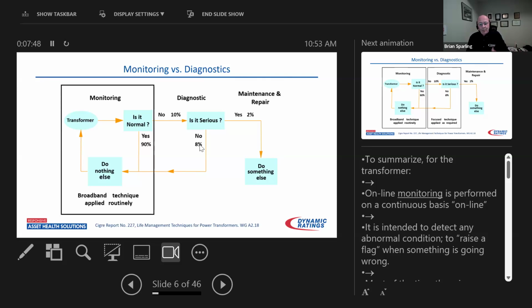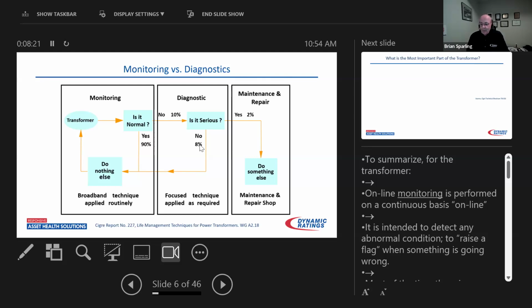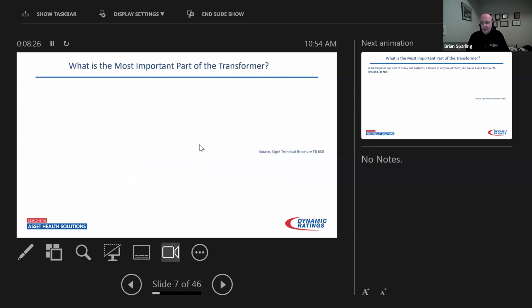So when we look at monitoring, it's a broadband approach that can be applied routinely. Diagnostics comes into play where you're focusing a technique and applying it as required. Drew pointed out some of the diagnostic testing that can happen. Once a monitor says, I think something's wrong, the next step is to determine how serious it is, and then schedule the time to go out and apply the appropriate testing to confirm that the monitor has detected a problem and it needs to be fixed. And of course, maintenance and repair speaks for itself. It's got to go away from the site to be fixed or otherwise disposed of.